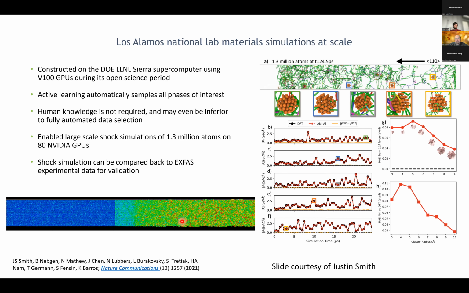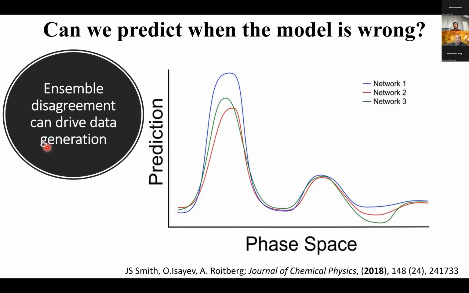They trained a potential for aluminum, and then they study how a shockwave propagates, what kind of defects, what interesting chemistry happens here. So again, this is an example of the same architecture retrained for, here, a metal, and doing a large-scale simulation of millions of atoms. You see they ran 1.3 million atoms using 80 NVIDIA GPUs to study the behavior of metals under extreme conditions.